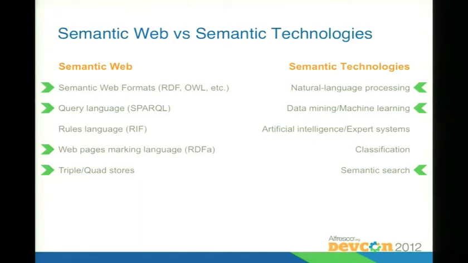And these are the technologies that we are using nowadays in ECKM. So we are using semantic web formats, like SPARQL, because we are using DBpedia to extract the information that we need. When we write HTML, we are tagging the data with RDFa. Triple and quad store is where we store the semantic information. And these are the semantic technologies we are using as well.